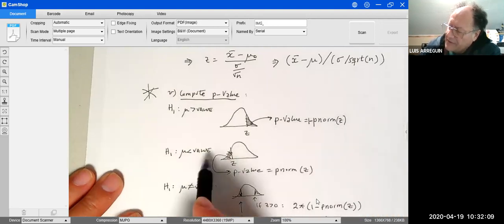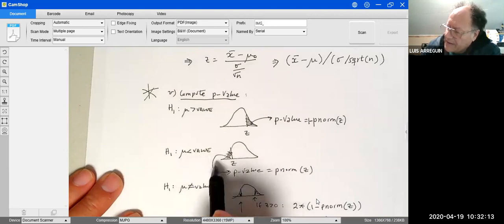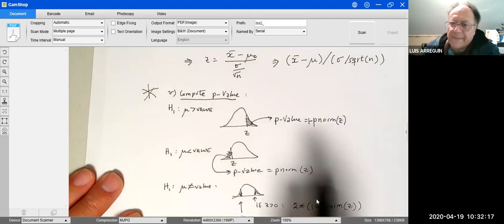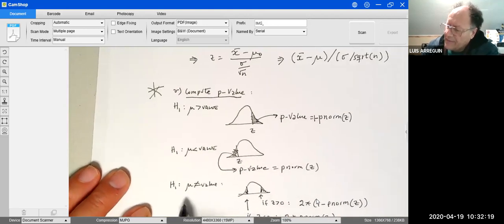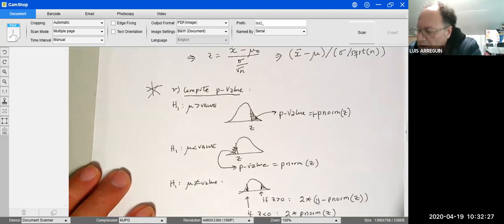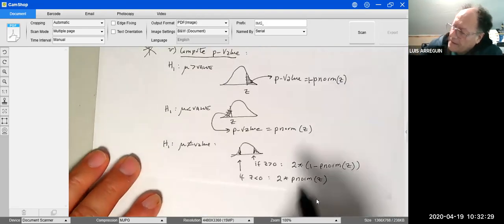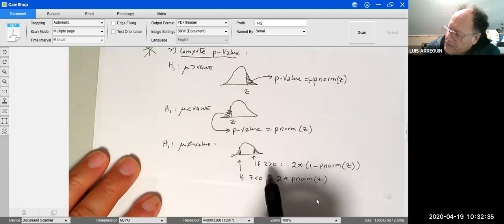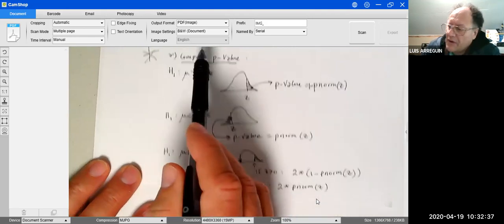If you have the left tail test, so the parameter less than a value, then this area is our p-value, and it's going to be just pnorm of z. And finally, if you have the alternative written as the parameter different than a value, then you're going to compute the p-value in any of these two ways. It depends on the z-score that you found here.